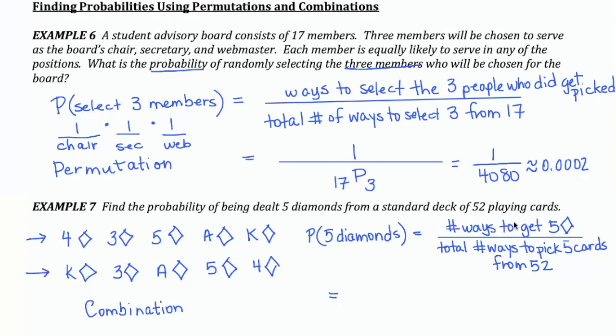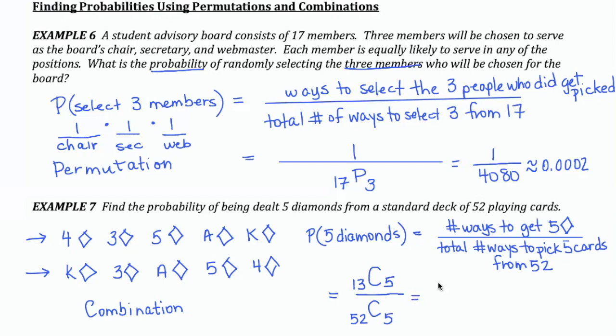So when I say the number of ways to get 5 diamonds, I'm not using all 52 cards as my total number of cards, because I want to focus specifically on getting diamonds. How many cards are diamonds? 13 of them. And I want to choose 5. So in my numerator, the outcome that would be a success is, of those 13 cards that are diamonds, choosing 5 of them. On the bottom is going to be the number of ways to pick 5 cards from 52 cards.